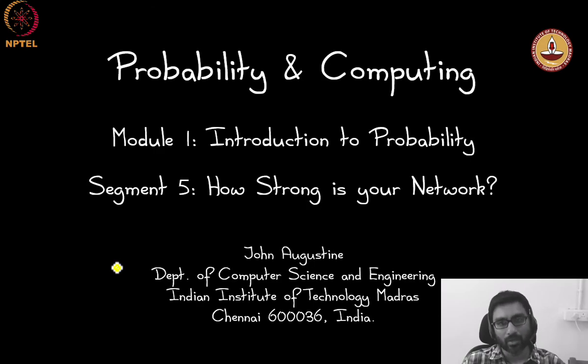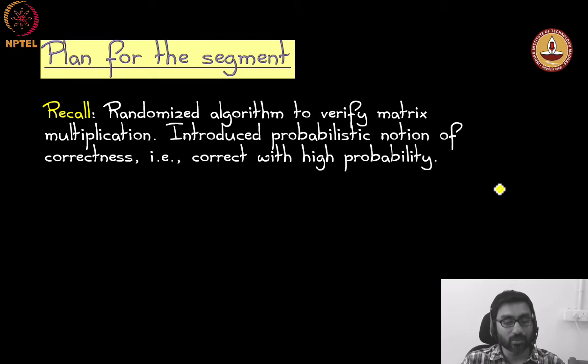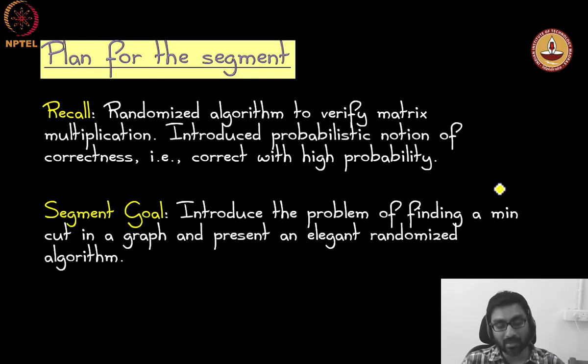We are going to be talking about how strong our network is. Let's look at the plan for this segment. Recall that in the last segment, we studied a randomized algorithm for matrix multiplication, and we introduced the probabilistic notion of correctness. What do we mean by an algorithm being correct with high probability? In this current segment, we're going to look at the problem of how strong a network is.